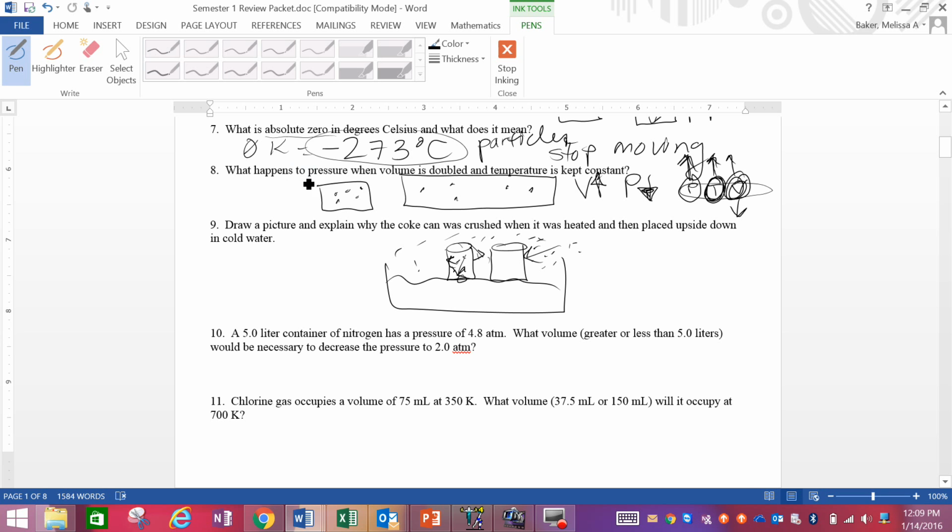Before, they were holding their own. They were pushing back and the outside pressure was pushing in. It was like a war. But when there's nothing left inside, now outside pressure wins.